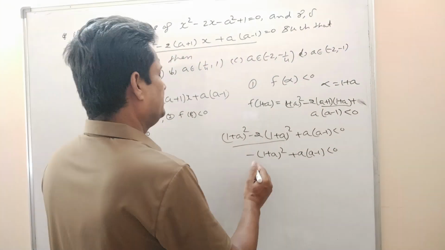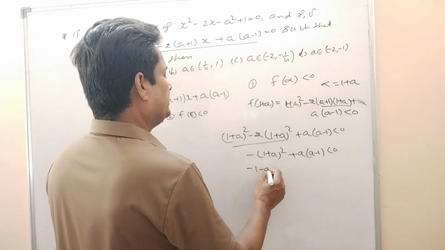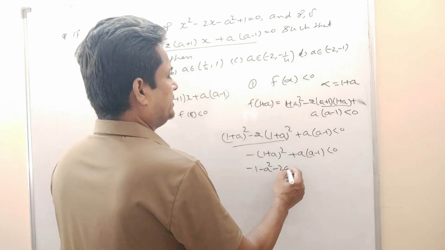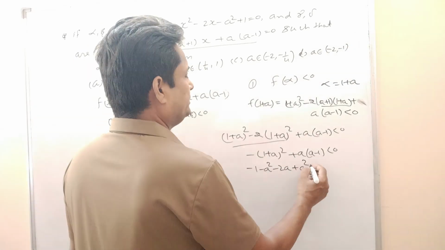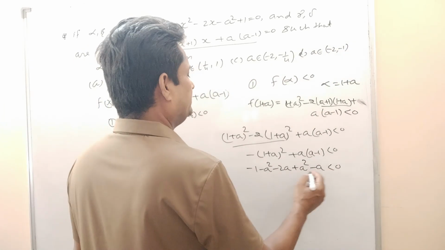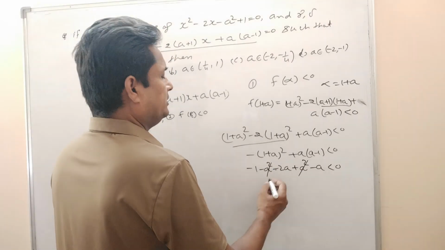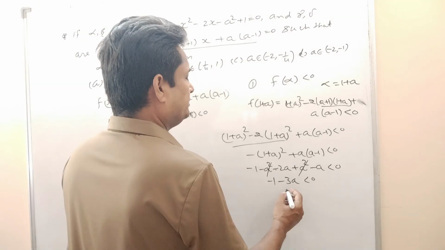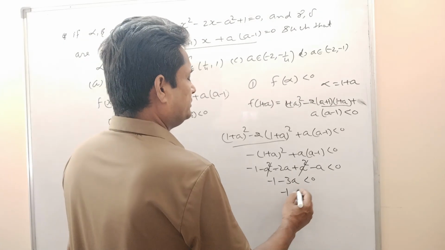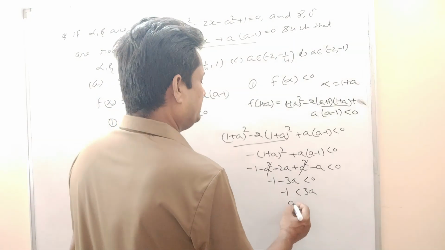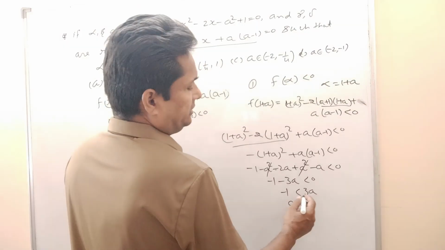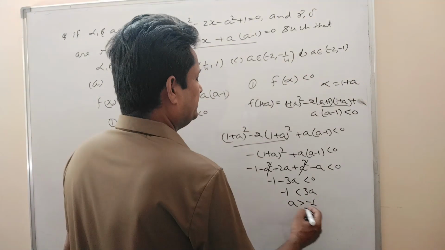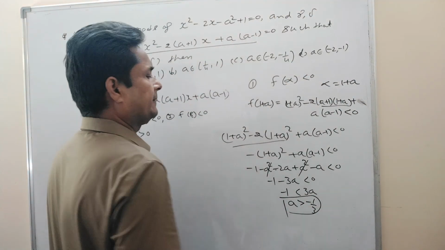Now open this one. So it will be minus 1 minus a square and minus twice a. This will be plus a square minus a less than 0. So this cancels out, and it is minus 1 minus 3a less than 0. That means minus 1 is less than 3a. That means a is greater than minus 1 by 3.